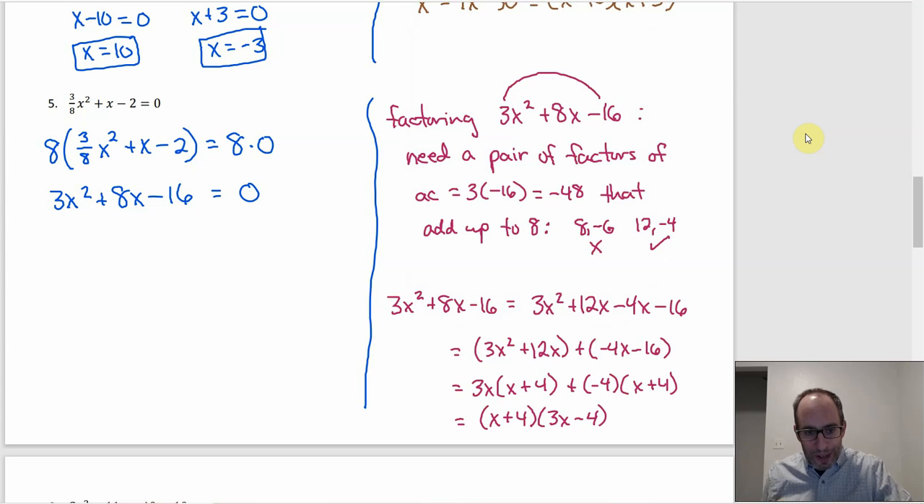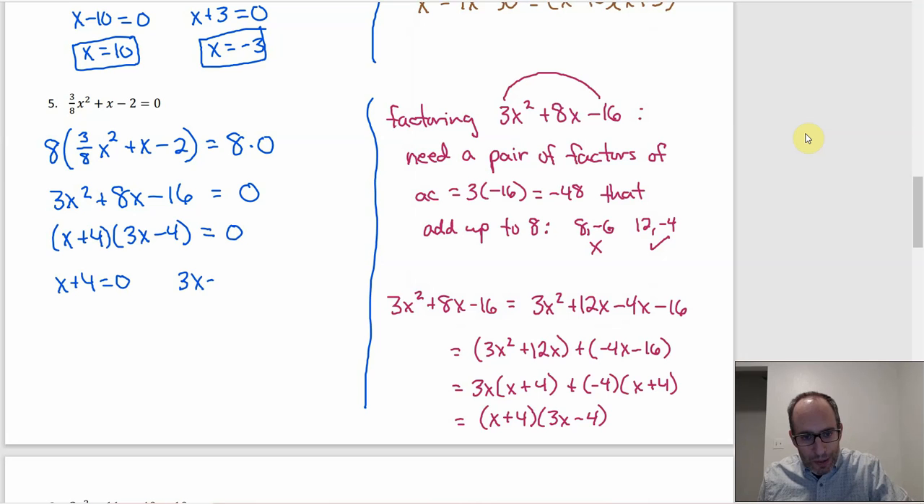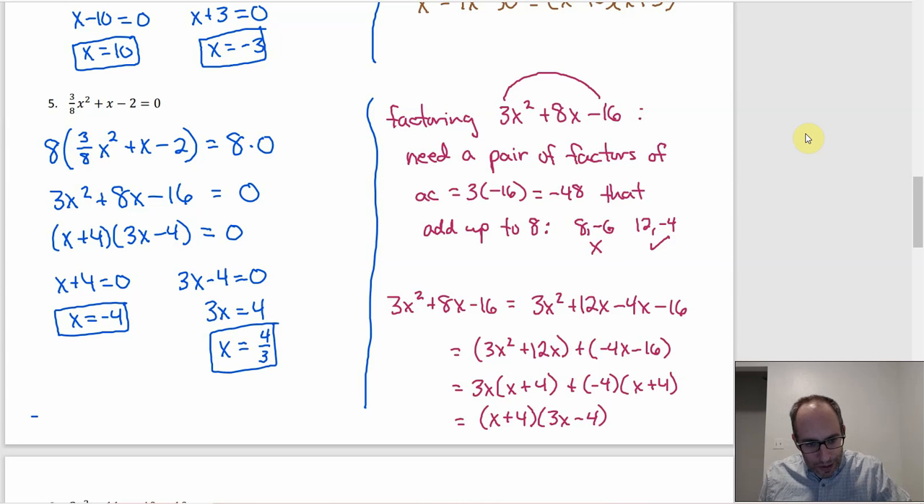Okay, so I'm going to take that, I'm going to put it over here and say this works out to be x plus 4 times 3x minus 4. And we can use the zero product property, right? We got a product on the left and a zero on the right. So x plus 4 equals 0, or 3x minus 4 equals 0. We solve the one on the left, x just has to be -4. And if we solve the one on the right, we'd have that 3x equals 4, which would then mean that x is 4/3. And I think I've got enough room to get the solution set in here. So the solution set would be the set consisting of -4 and 4/3.